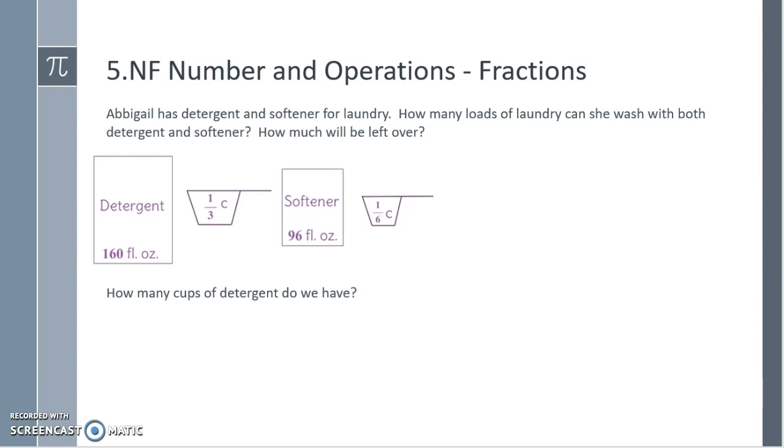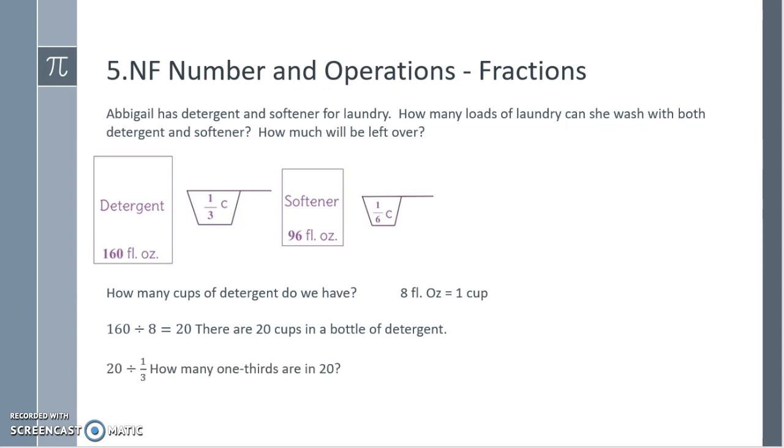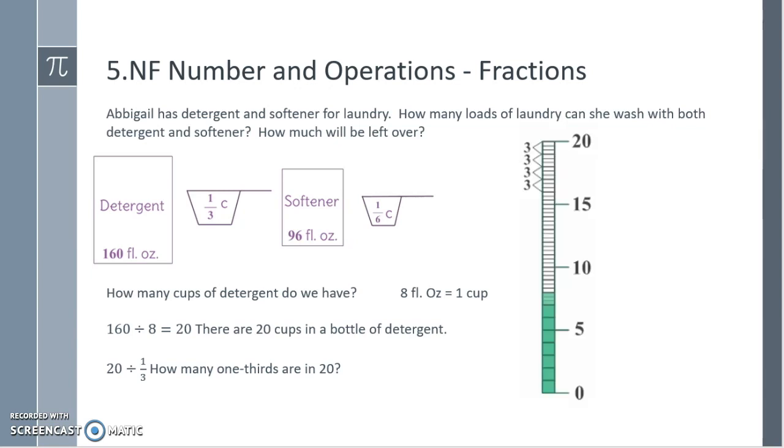We need to know how many cups of detergent that we have. There are 8 fluid ounces in 1 cup. So 160 fluid ounces divided by 8 fluid ounces is 20. So there are 20 cups in a bottle of detergent. We want to know how many 1/3 cups are in 20. So we can use a bar model.